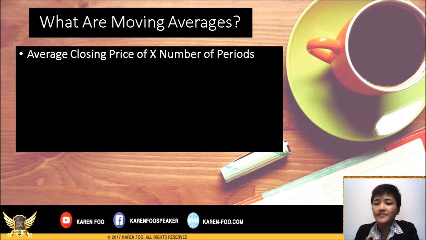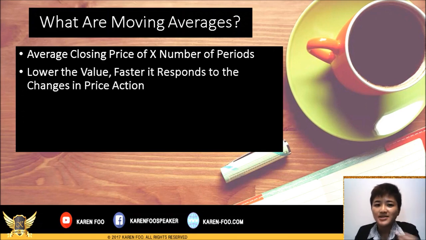So you realize that a 100 SMA looks very different from a 200 SMA, and also looks very different from a 20 SMA or a 5 SMA or EMA. Okay, so how is it different? The lower the value, the faster it will respond to the changes in price action. To put it simply, the lower the value of the moving average, the more likely it's going to stick towards the candlestick, meaning that it will follow the candlestick more as compared to the higher moving average values.